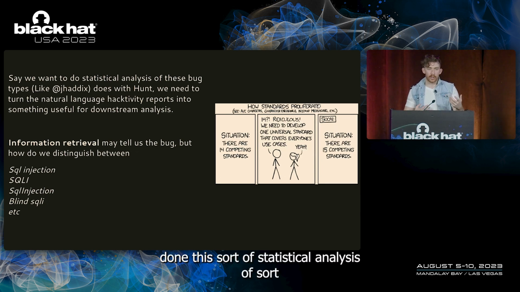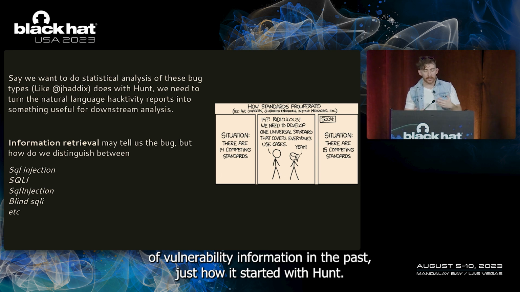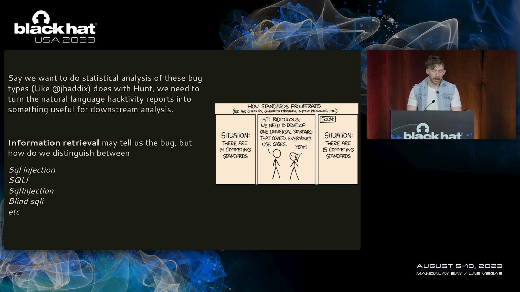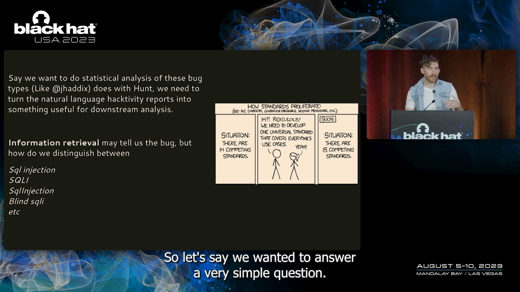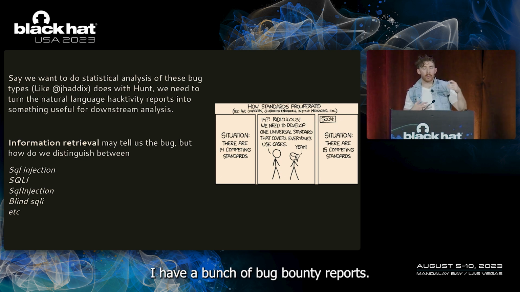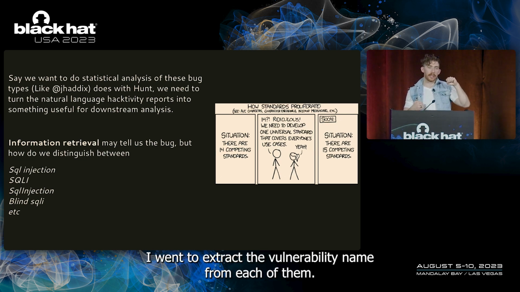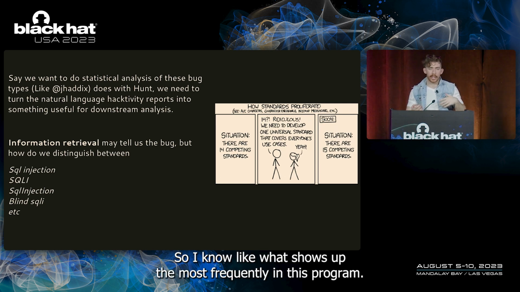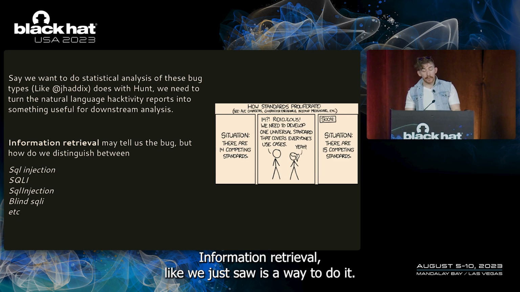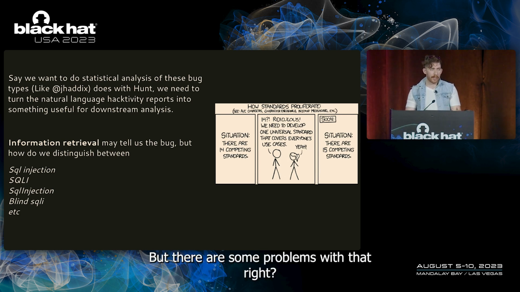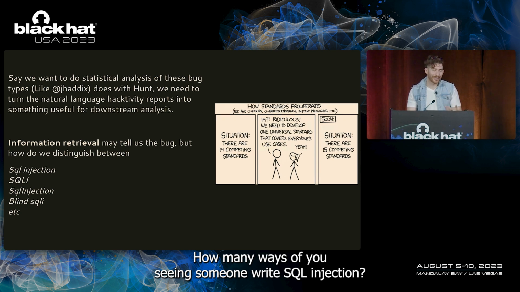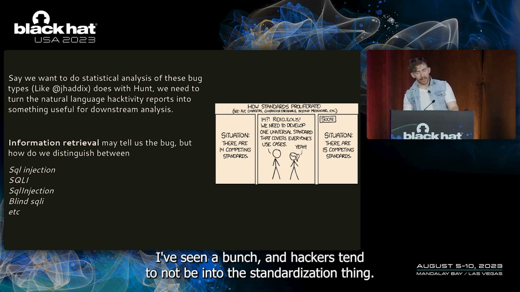People have done this sort of statistical analysis of vulnerability information in the past. Jason Haddix did with Hunt. So let's say we wanted to answer a very simple question. I have a bunch of bug bounty reports. I want to extract the vulnerability name from each of them so I know what shows up the most frequently in this program. Information retrieval, like we just saw, is a way to do it, but there are some problems with that, right? How many ways have you seen someone write SQL injection? I've seen a bunch, and hackers tend to not be into the standardization thing.